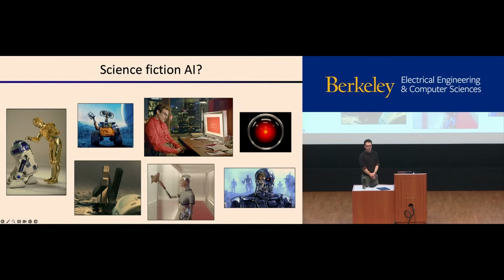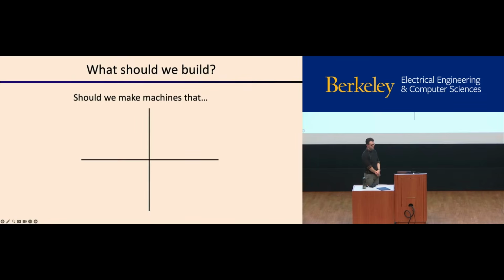So how can we design systems that have the nice aspects of AI, maybe Her is an example of that as well, and avoid some of the more sinister stuff? How do we do that? Well, what kind of AI should we build?